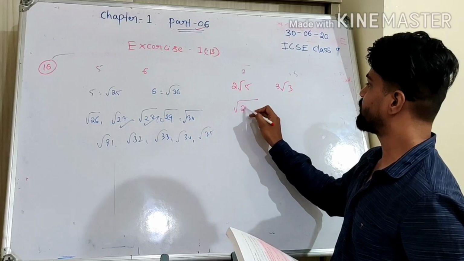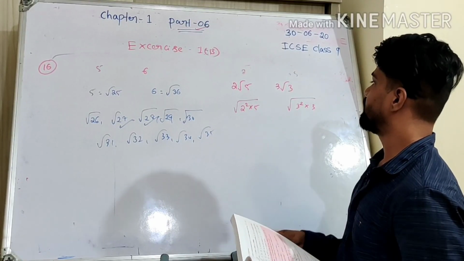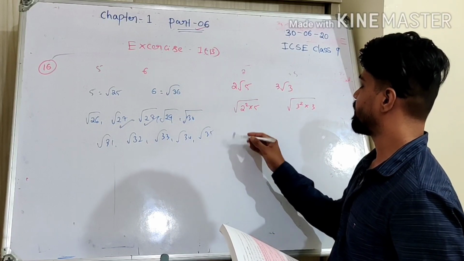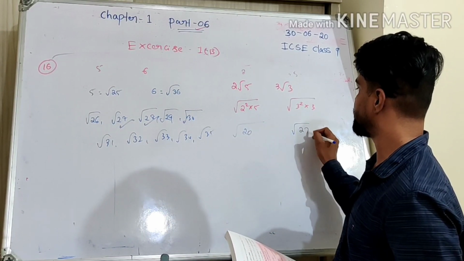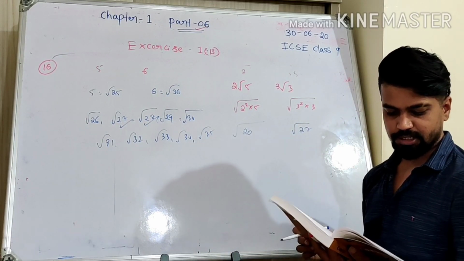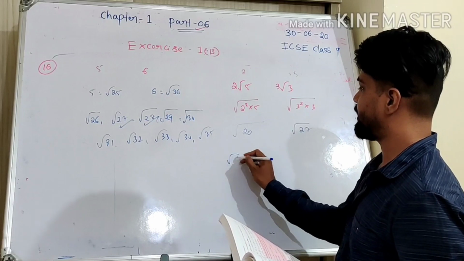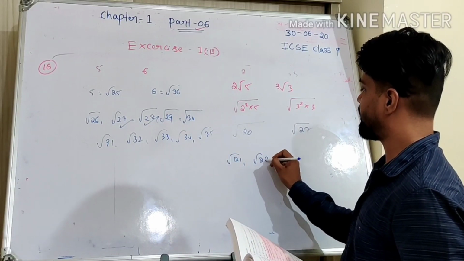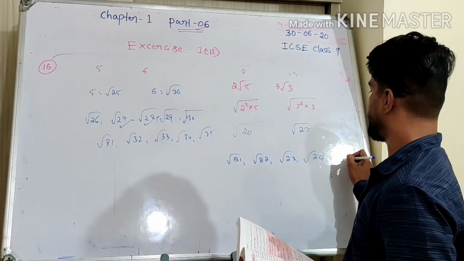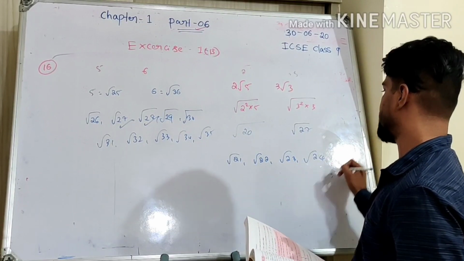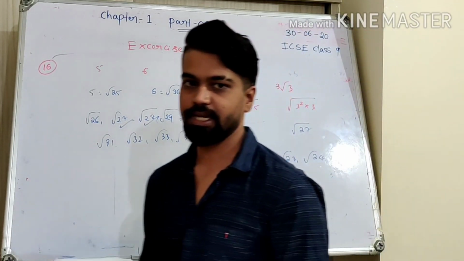square root of 2 square into 5, and this is square root of 3 square into 3. We end up with square root of 20 and square root of 27. So how many irrational numbers are there between them? There are many irrational numbers. We need to insert 5. So I can say square root of 21, square root of 22, square root of 23, square root of 24, square root of 25 is not an irrational number, so we go for 26. 1, 2, 3, 4, 5. Very simple as that. Okay.